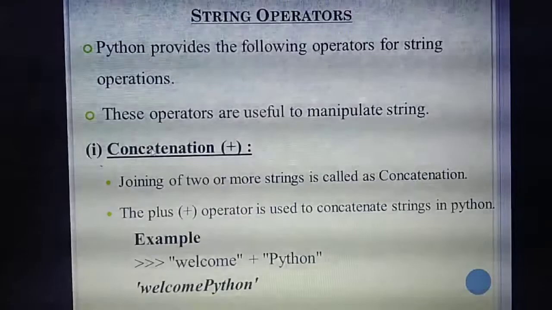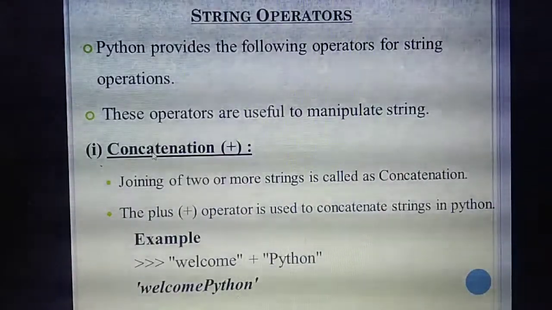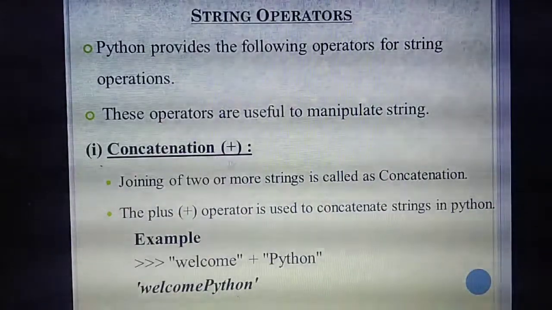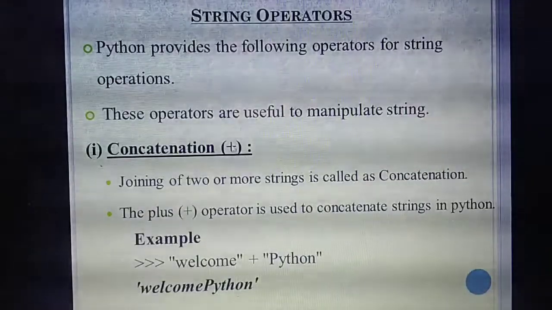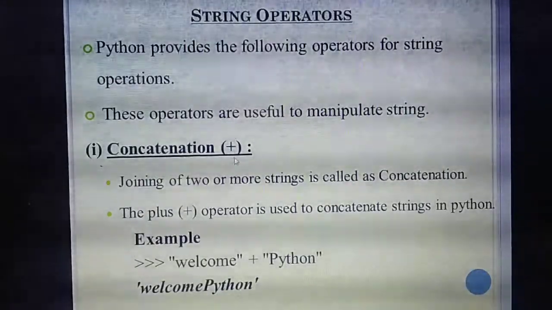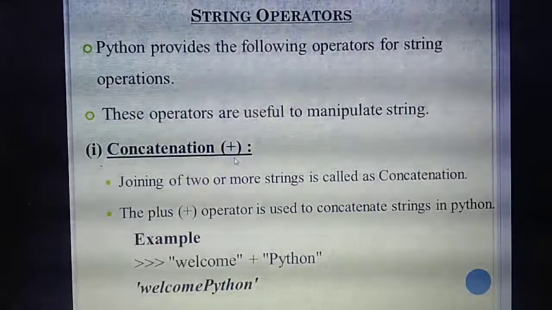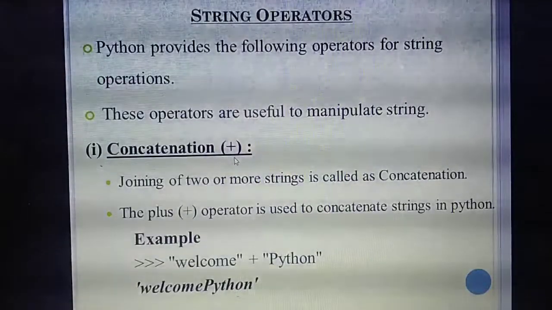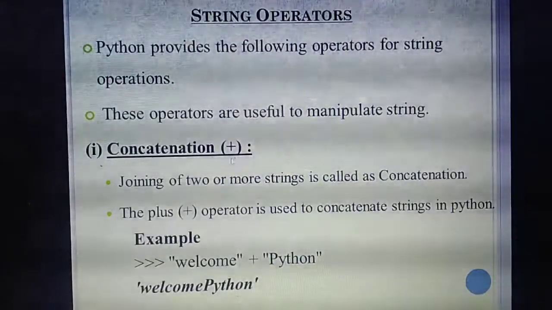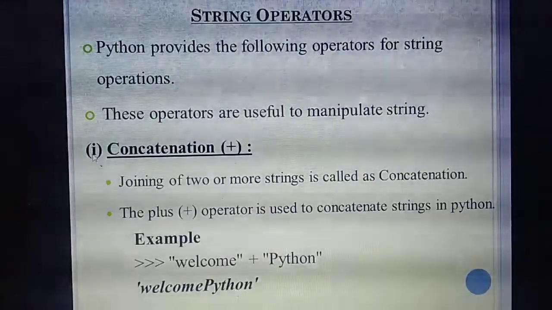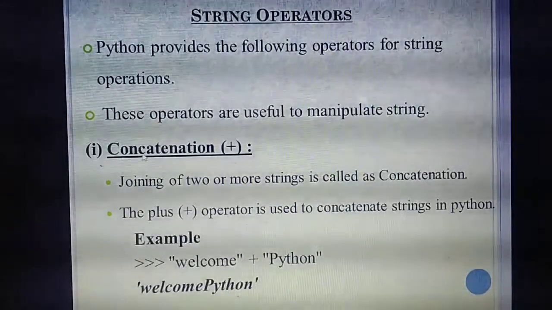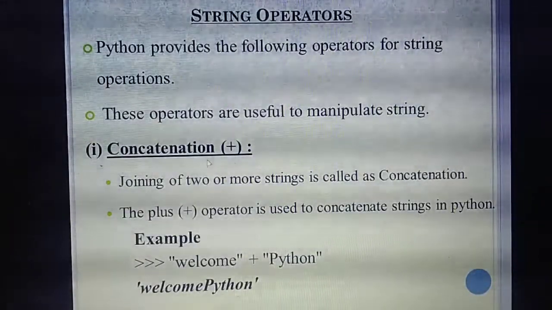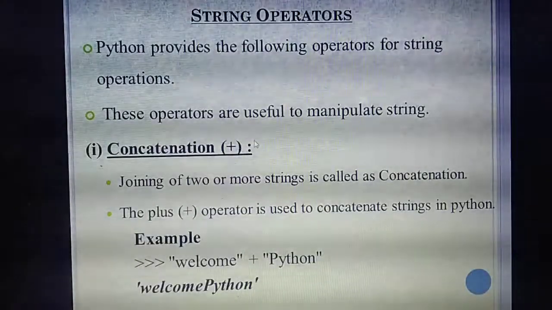What's the name of the first operator? Concatenation. The operator used for concatenation is the plus symbol. Which operator is used for concatenation? Plus operator. In a 5-mark question you should put the Roman numeral like this, then put the heading like this, and also write with symbols.